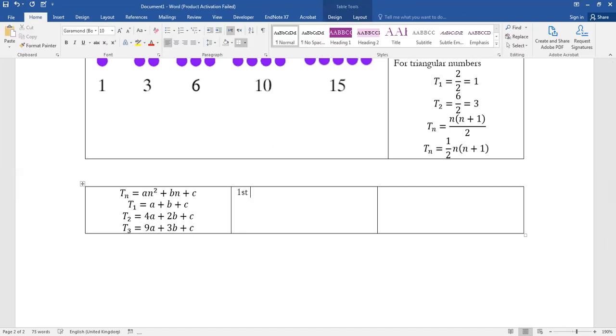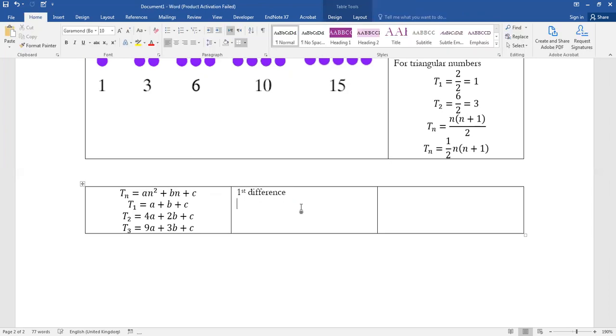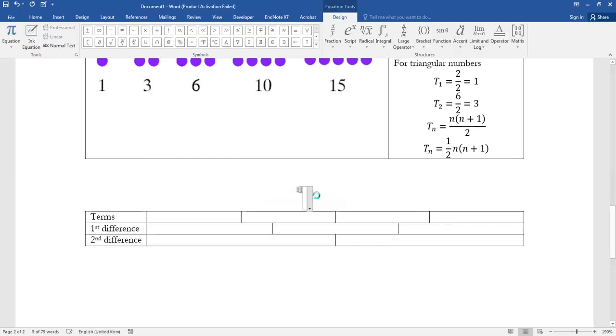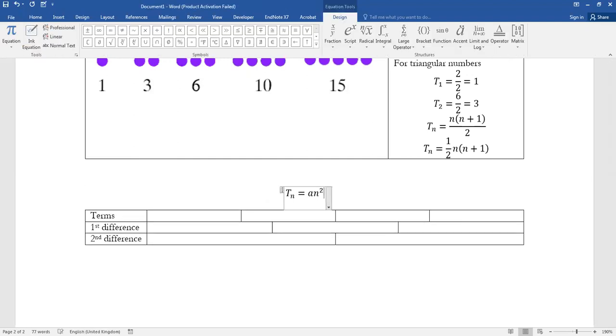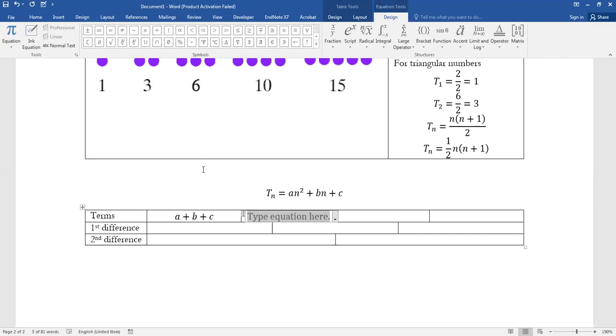Now let's talk about the first difference. What is the first difference? The difference between two consecutive terms. Let's have a look at D1, the first difference between the first two terms. Let's change the pattern. Okay, so I just simplified it: an square plus bn plus c. When we plugged in the first term, we got a plus b plus c. And when we plugged in n as 2, we got the second term, which was 4a plus 2b plus c.